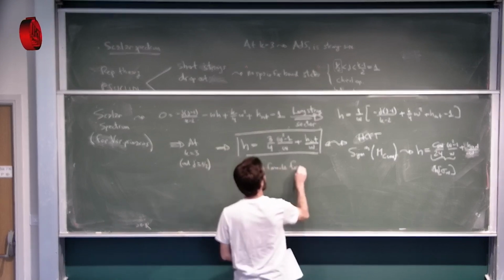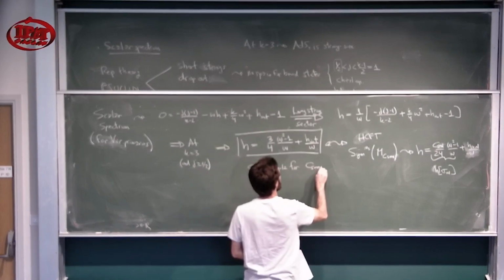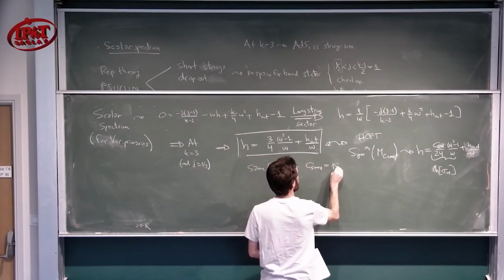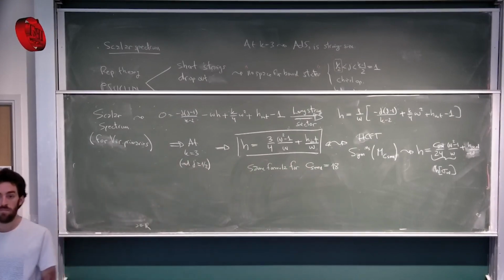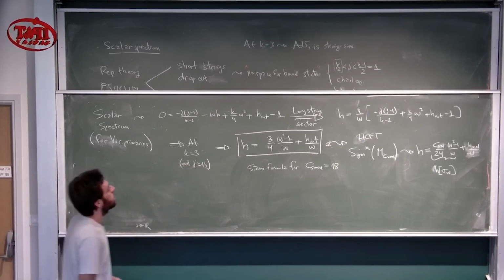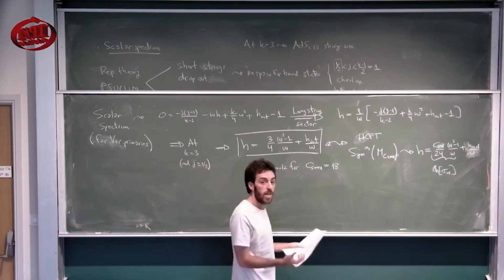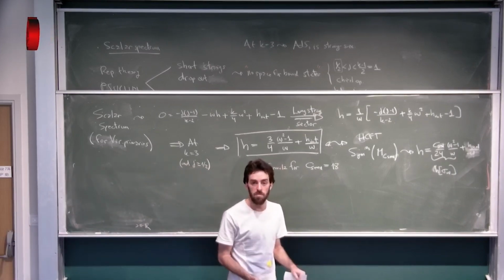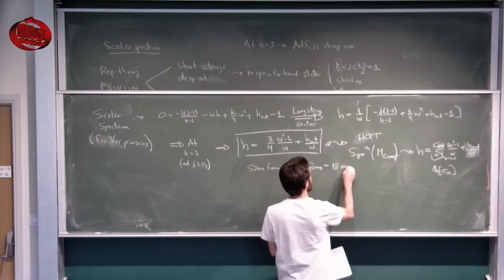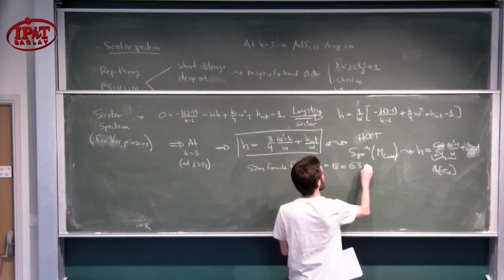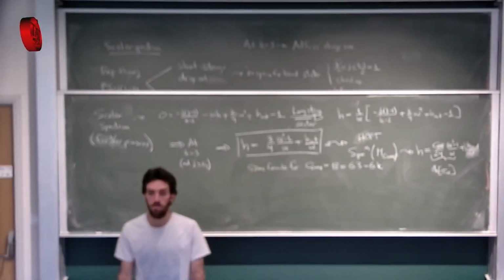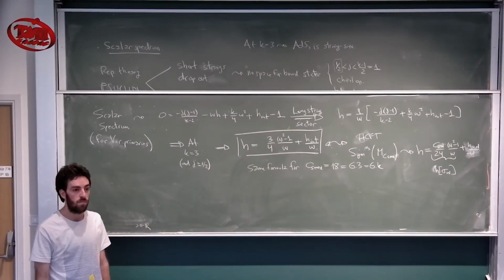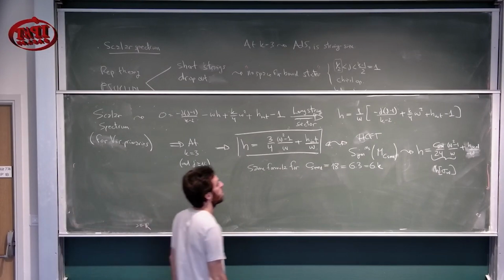for C equals 18. Okay? But 18 is not just some random number. 18 is in this case 6 times 3, which is 6 times k, at k equals 3. Okay?